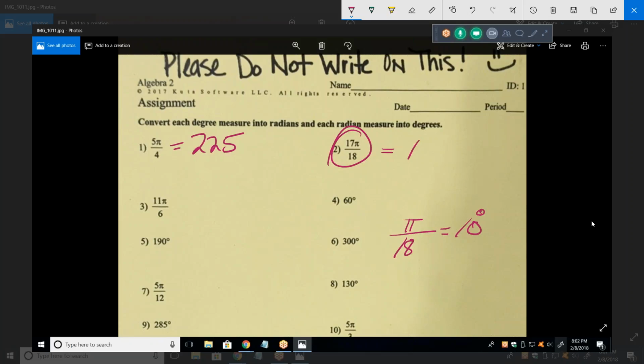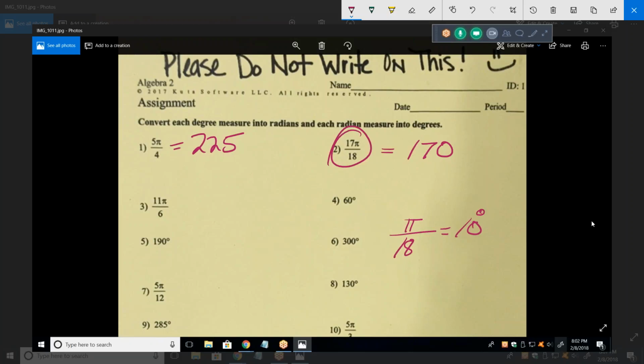Oh, wait. Couldn't you just multiply 180 times the numerator and then divide it by the denominator? Sure, it's the same thing as what I'm doing by this simplified method. There's no difference. You're going to get the same answer. Just a question of how quickly you get it.